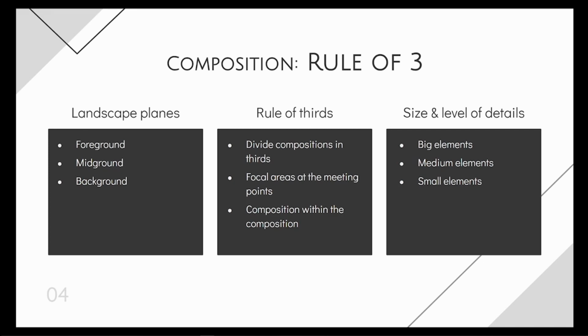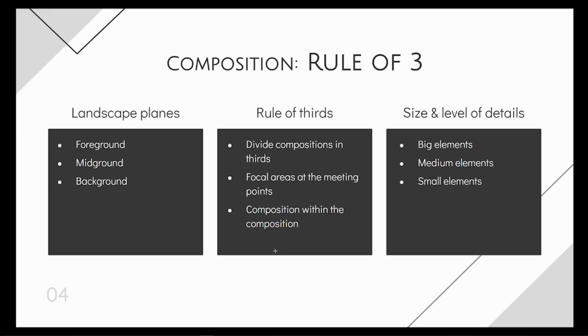Composition: how to make it look nice. Well, there's the rule of 3. The number 3 always comes back in the art world, for some reason, like a holy number. For landscape, you always have 3 things: foreground, midground, background. Then there's the rule of thirds, where all the points of interest sit on the thirds.